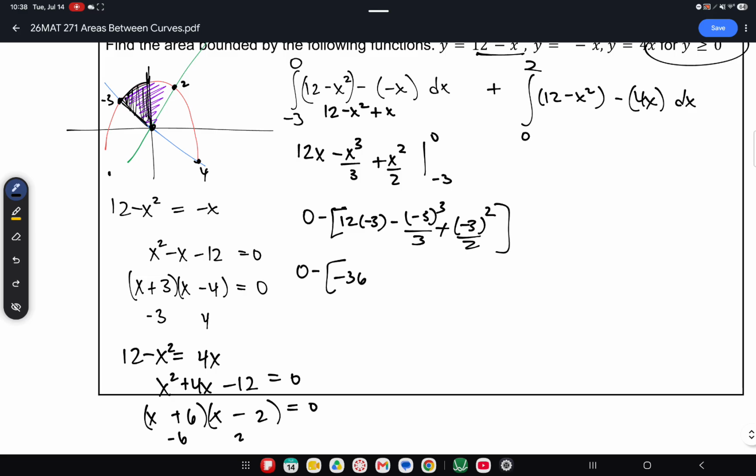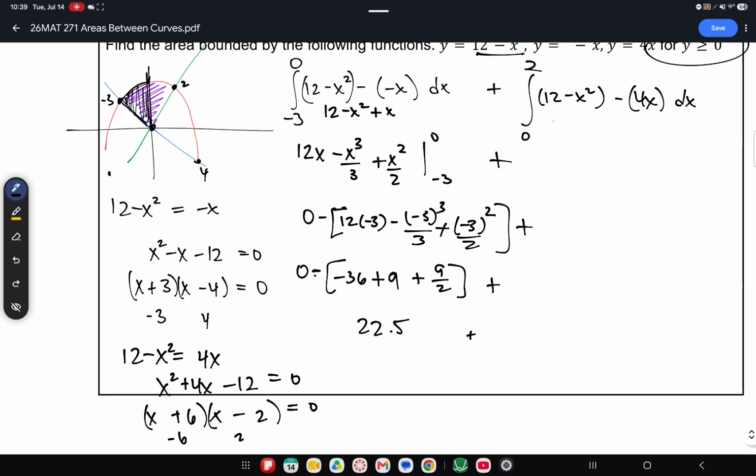So that would be what? Negative 36 plus 3 cubed is 27, divided by 3 is 9. And then that'll be 9 over 2. And let's see what that's going to give. I'm going to throw that in the calculator at this point. So negative 36 plus 9 over 2 gives me negative 22.5, but that's minus a negative, so really 22.5. And then we'll add in the other one, right?